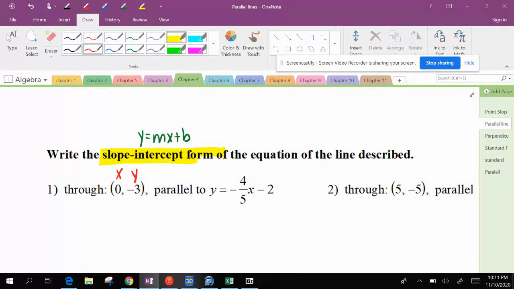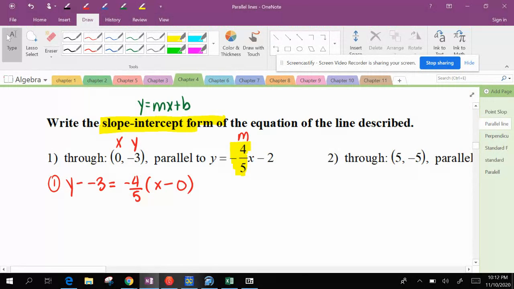You are correct if you said -4/5. That's going to be my m. So I'm replacing in my equation: y minus -3 equals -4/5 times x minus 0. Condense this right here. I see two negatives, so I make them a plus.